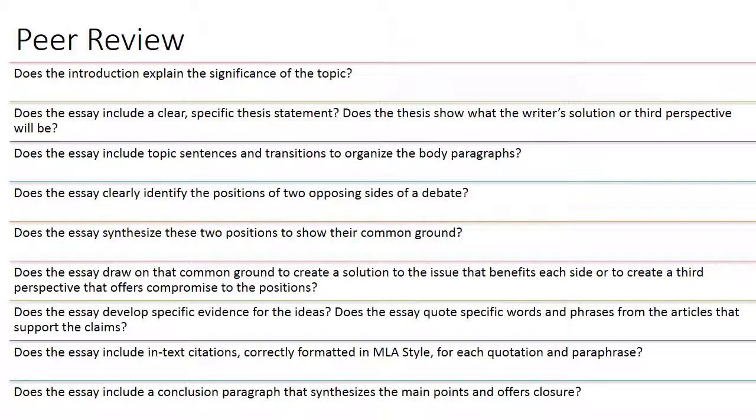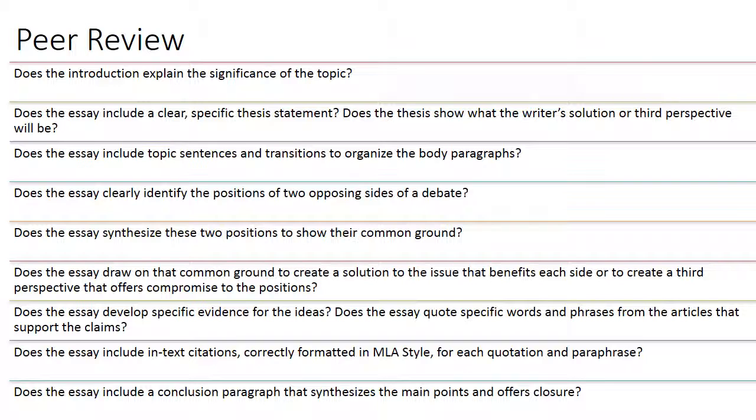Does the introduction explain the significance of the topic? If it does, you can say, yes, it does explain the significance of the topic, and this is what it says the significance is. By mirroring back to your classmate what you're understanding from their essay, you're also giving them a check to make sure that what they think they've said is really what they've said.